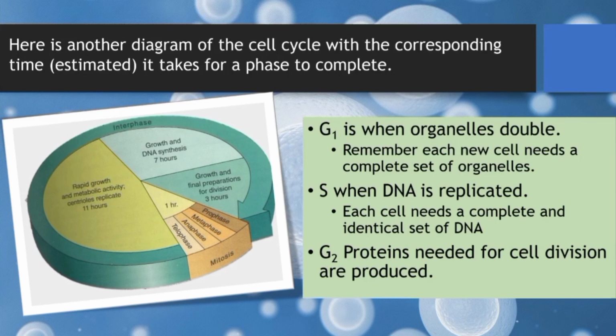S is when DNA is replicated. Remember that each cell needs a complete and identical set of DNA. Then, G2, it is where proteins needed for cell division are produced.